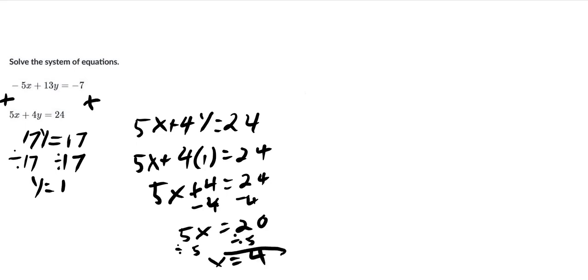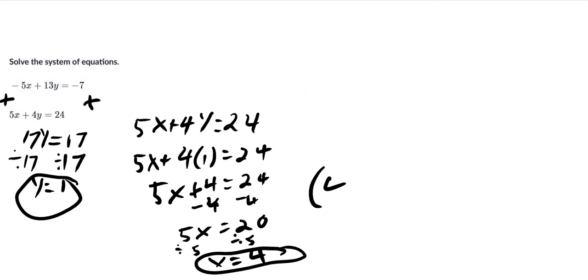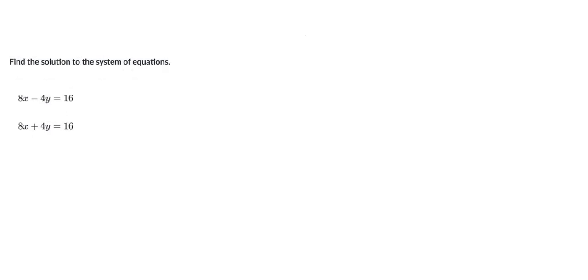So we get our answer, x is 4, y is 1. So that comes out to the point (4, 1). Right, and if you plug that in here, it should work. Negative 5 times 4 is negative 20, plus 13 is negative 7. 4 times 5 is 20, plus 4 times 1 is 24. So, checks out. Okay, I'm not going to do all of these, but they all work the same way.